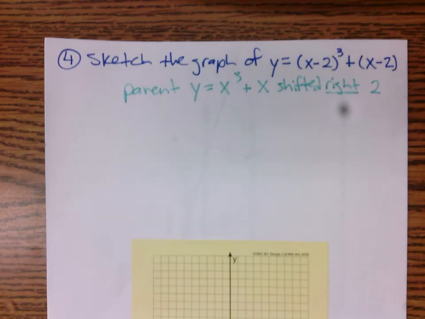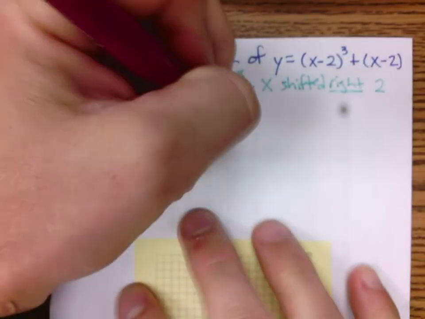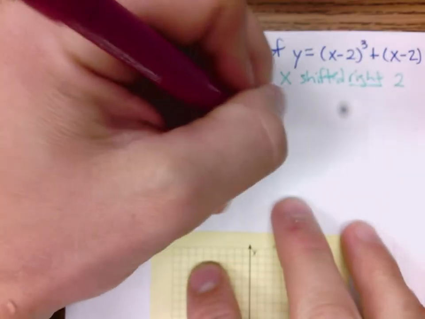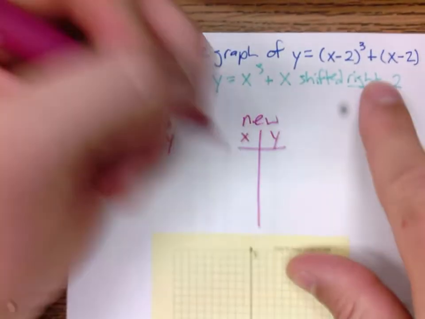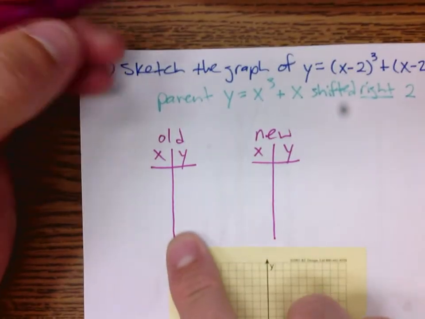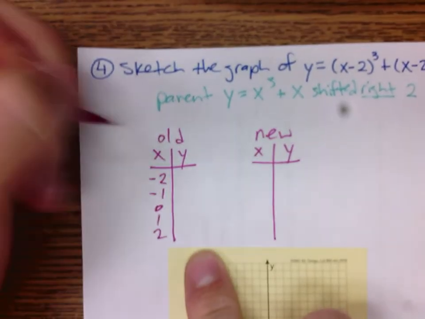So let's take a look now. If we wanted to, we could just make a table, to be honest with you. I'm going to do it a little bit differently this time. I'm going to say old, new. And we can just know that they have to shift right 2, which means I need to add 2 to my original x's. Now, we know that all numbers are okay to put into this function.